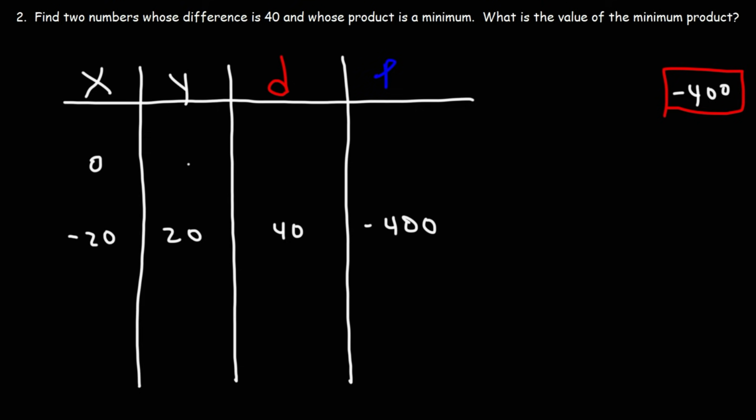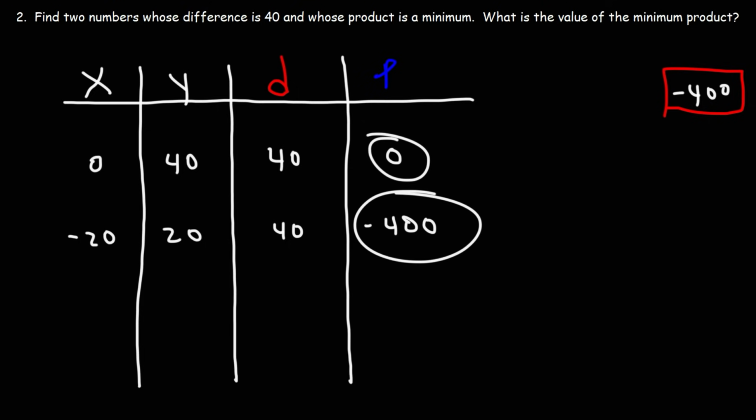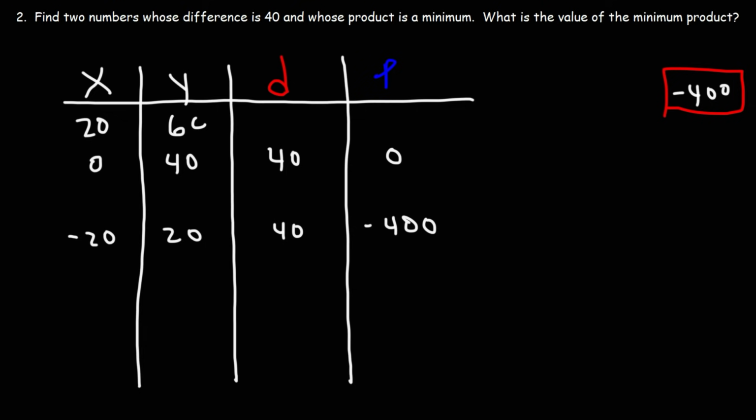If we were to try 0 and 40, the difference will be 40, but the product 0 times 40 is 0. 0 is higher in value than negative 400, at least on a number line. So 0 is not the minimum product. If we try a value of 20 for x, y is going to be 40 units higher than x. So it's going to be 60, so that the difference is still 40. 20 times 60 is 1200. This is not less than negative 400, it's higher. We want to find something that's lower than negative 400.